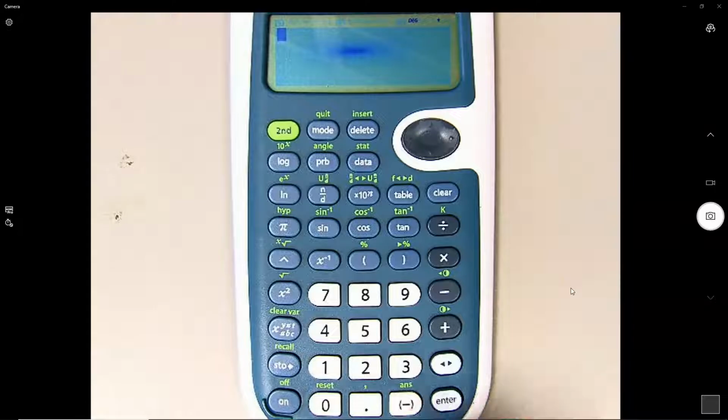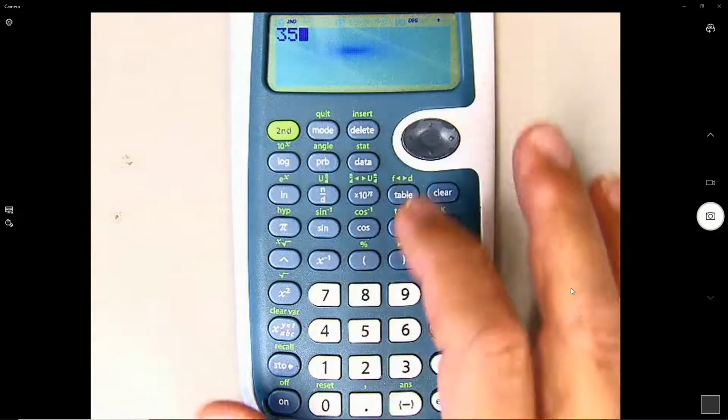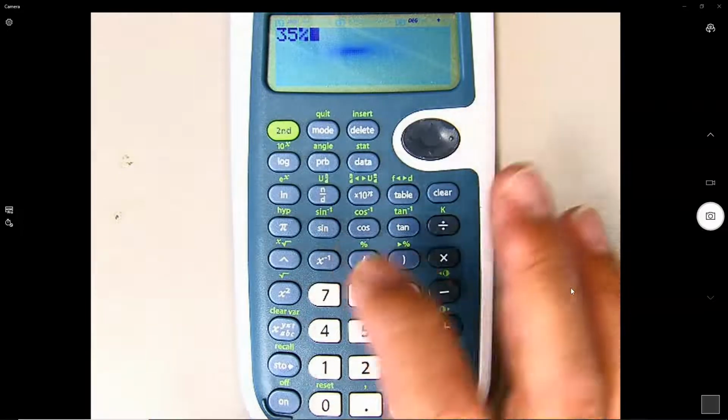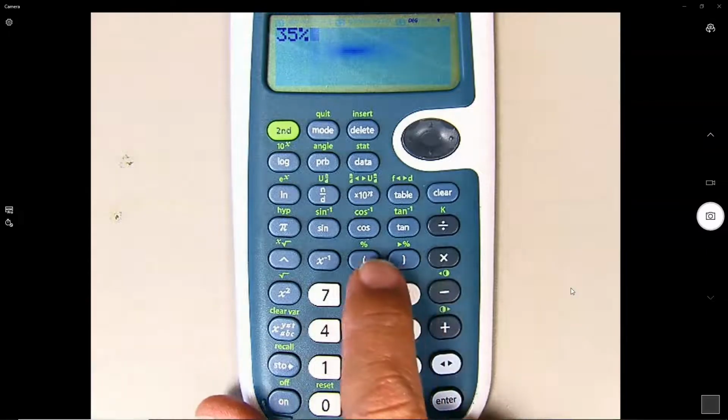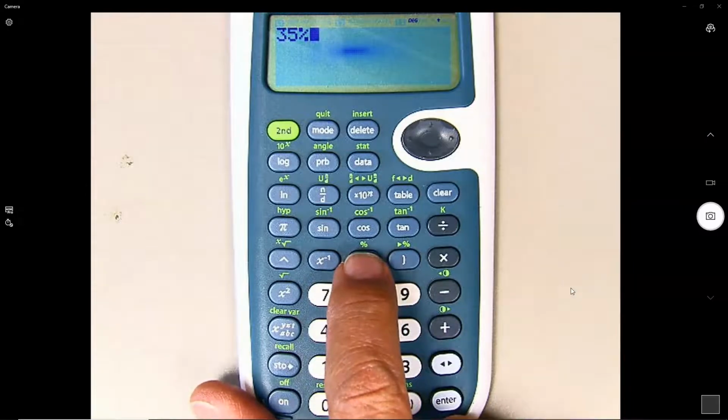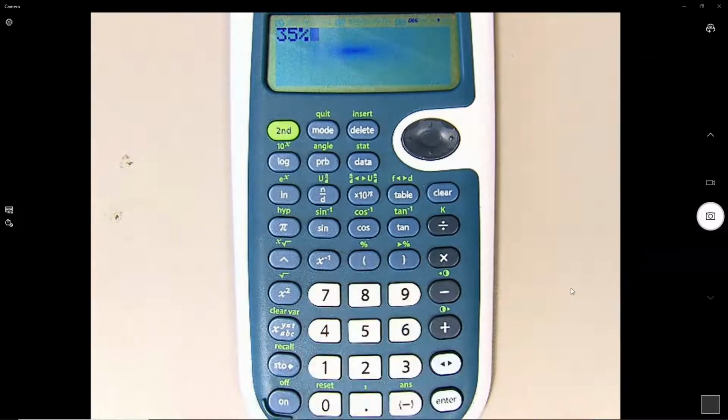I'm going to start by entering in 35%. So I type in 35 and then I hit the second function key followed by the left parenthesis. Notice what that does is it accesses the green percent function that is above that key and it prints percent on the calculator screen. Now when I hit enter, notice that that value gets turned into a decimal, 35 hundredths.